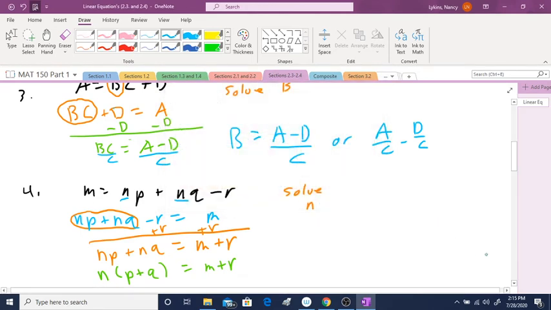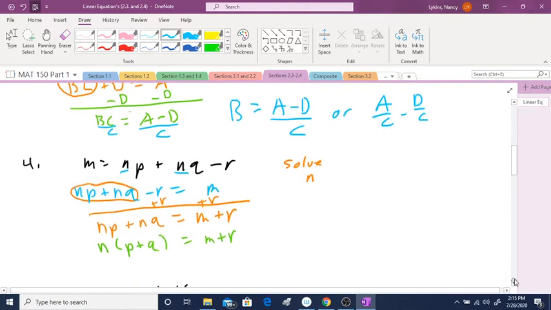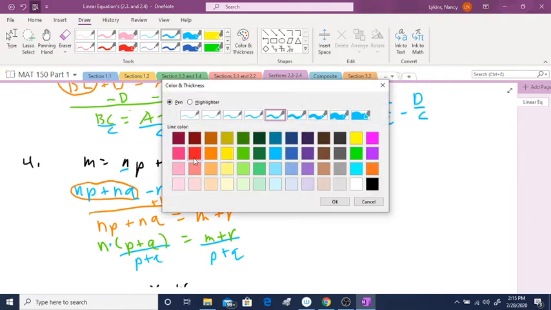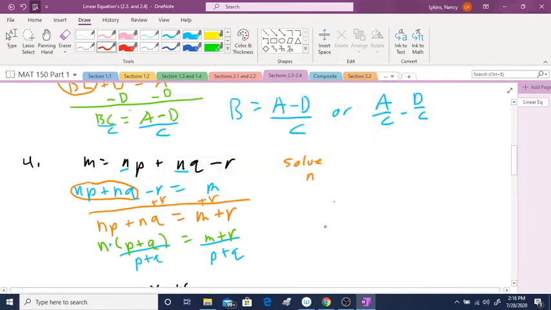And finally, to end this problem, if I want to solve for n, I need to get rid of p plus q. And remember, you're taking this n and multiplying it. So by doing that, you're going to divide. So your final answer will be n equals m plus r over p plus q.